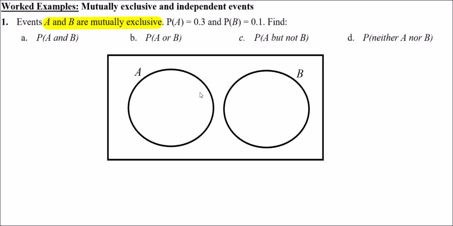It should look something like this. Now we can fill in the rest of the information. We're told that the probability of event A is 0.3, and so this goes here. And the probability of event B is 0.1, so that goes in the B circle. However, as ever, always remember that the sum of all probabilities always adds up to 1. So 0.3 plus 0.1 gives us 0.4. That tells us on the outside we need 0.6.